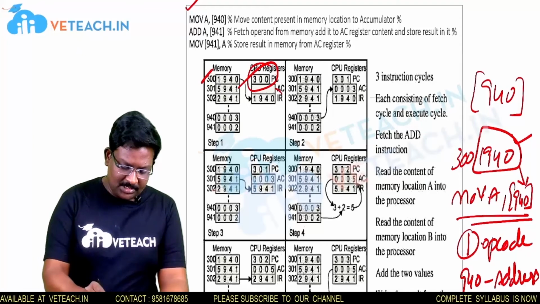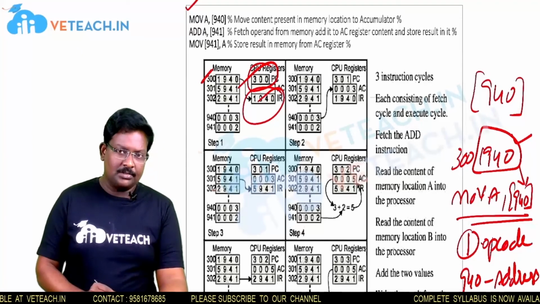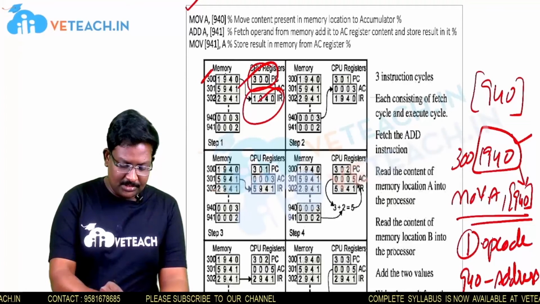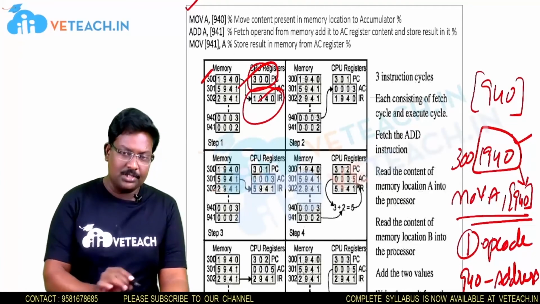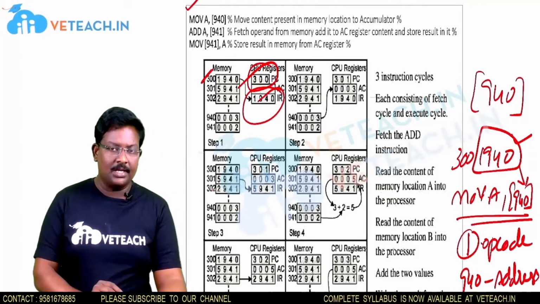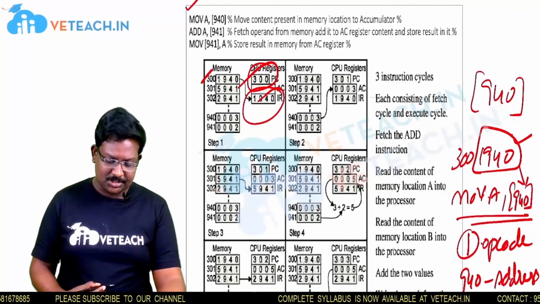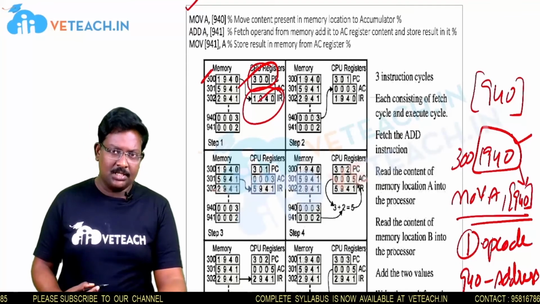Now that has happened in the IR. So you can see here the instruction that is present at the 300 address location is 1940, and that has been placed into IR. So simply we have performed the fetch operation for the first instruction. Now see what happens in the second step.